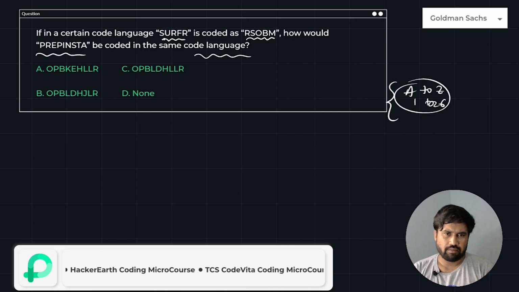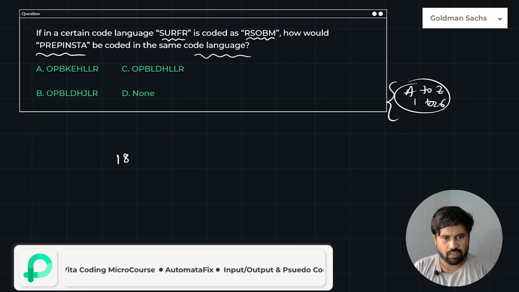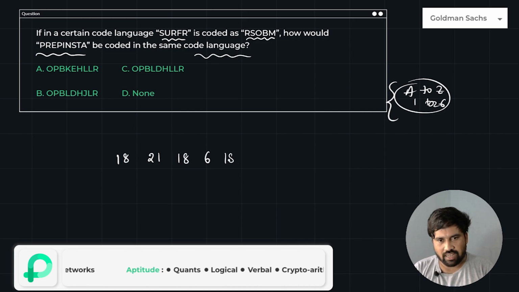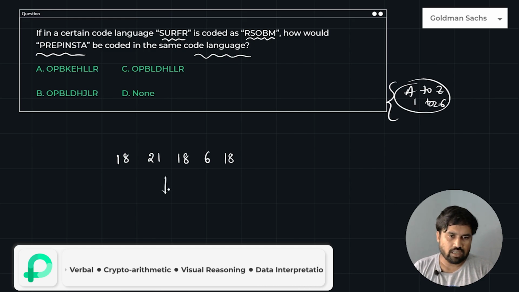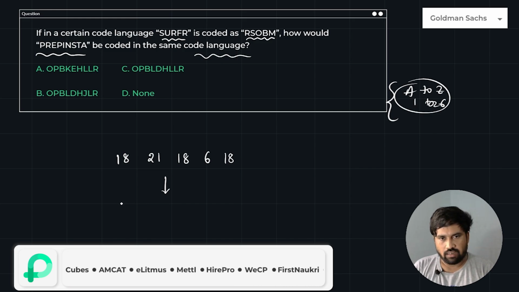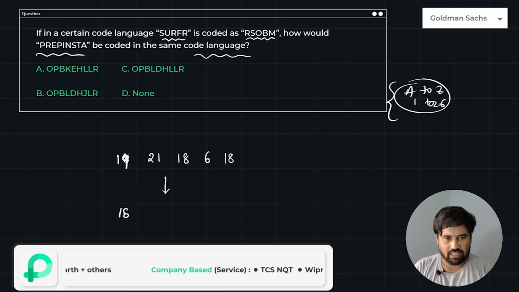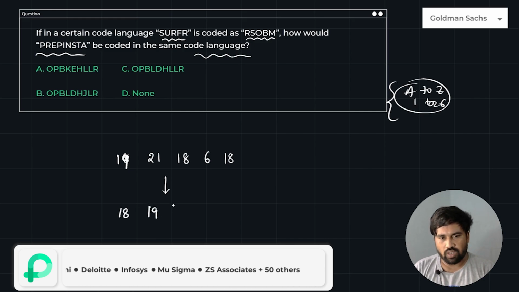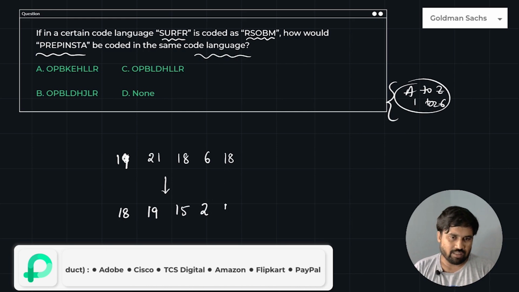How to do it? Simply, S is nothing but 18, U is nothing but 21, R is nothing but 18, F is nothing but 6, and R is nothing but 18 again. So how is this SURFR converted into ROSBM? Sorry, here S is nothing but 19, not 18. R is nothing but 18, S is 19, O is 15, B is 2, and M is 13.